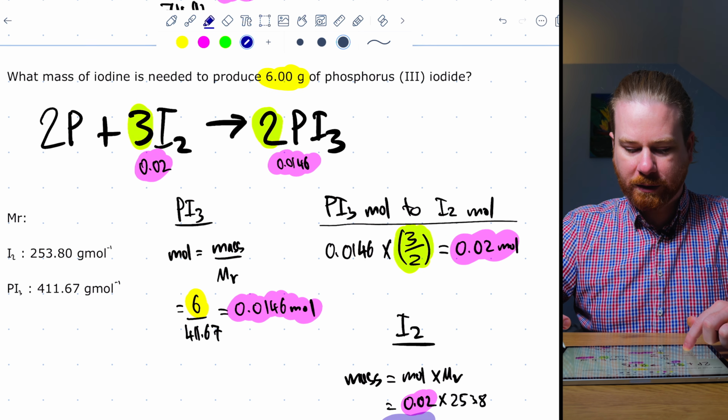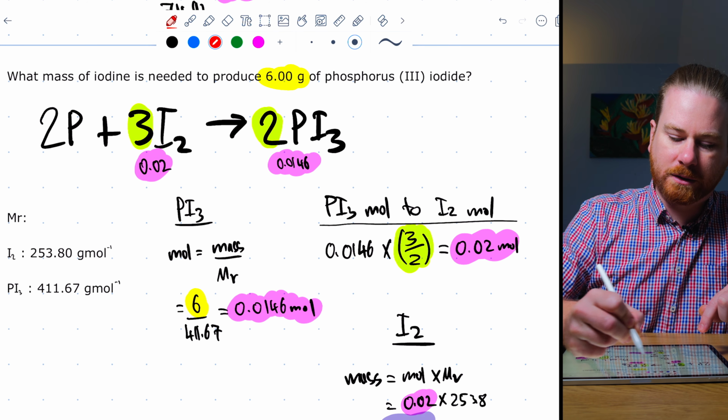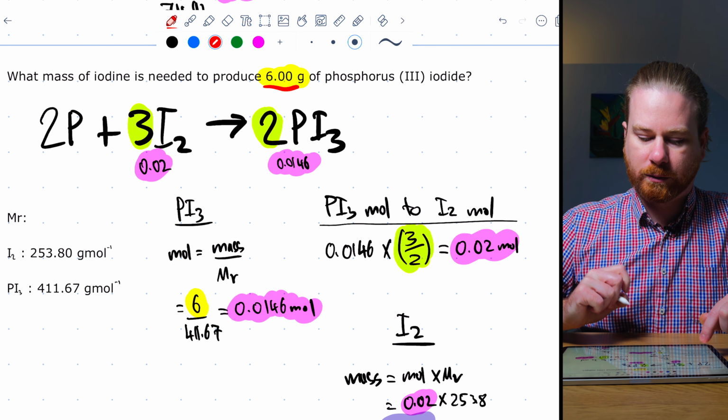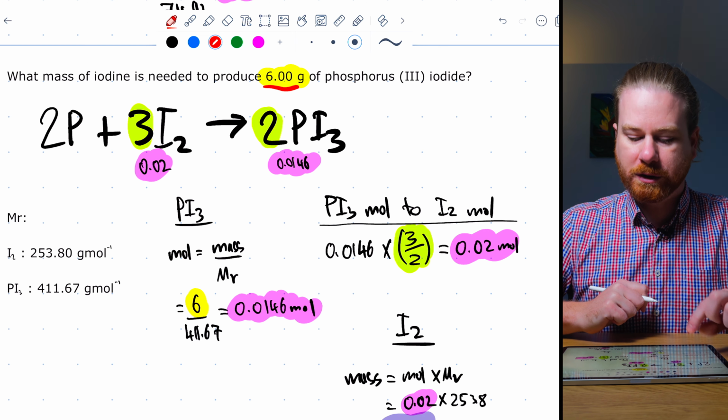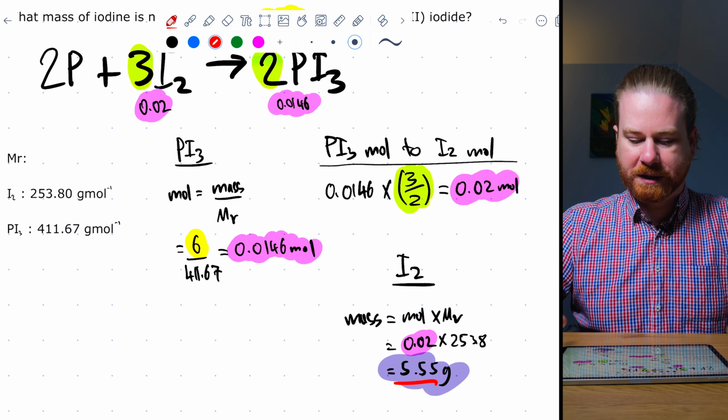And then just a final thing is thinking about significant figures. Because our question is significant figures in decimal places, we've got 2 decimal places in the question, so our answer has to be to 2 decimal places.